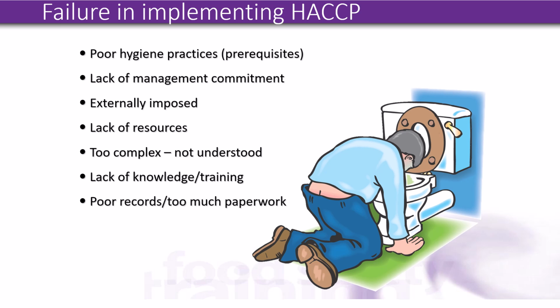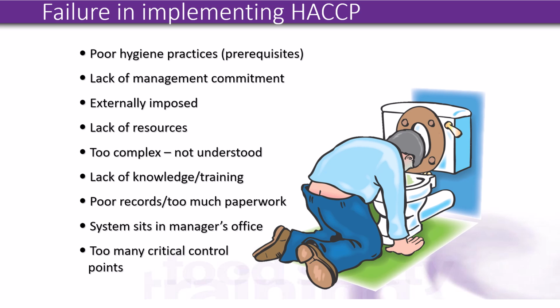Poor records, too much paperwork. System sits in manager's office. It should be part of the team. Too many critical control points. Keep it to a minimum, no more than about 6. Unreliable critical limits.